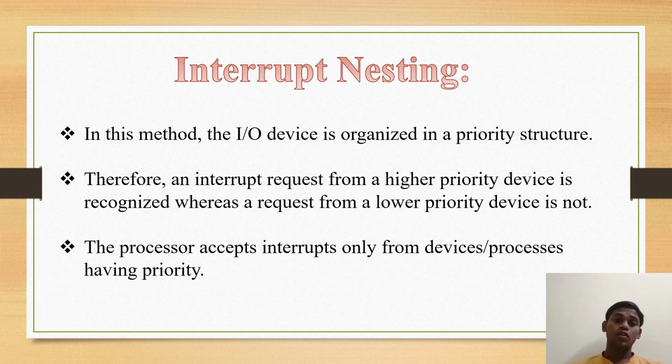Interrupt nesting. In this method, the I/O devices are organized in a priority structure. Therefore, an interrupt request from a higher priority device is recognized, whereas a request from a lower priority device is not recognized. The processor accepts interrupts only from devices or processes having higher priority.